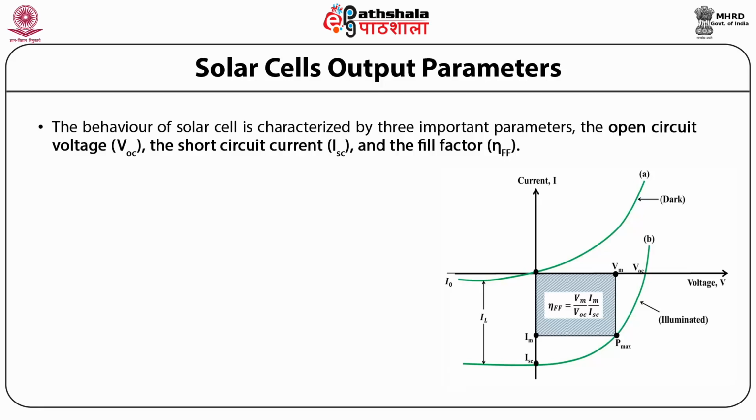Second is the short circuit current, ISC. And the third is the efficiency or the fill factor, that is eta FF. We will be discussing the three parameters one by one. First, let us discuss the open circuit voltage, or VOC.